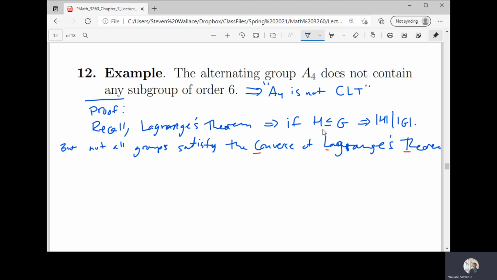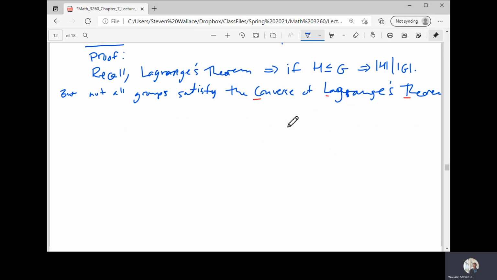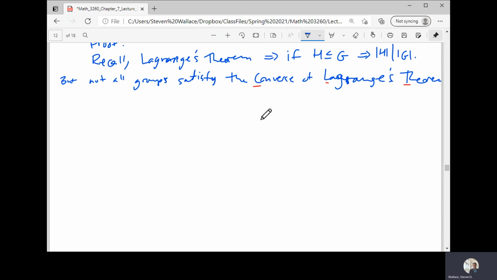Remember, the order of A4 is half of the order of S4, the symmetric group on 4 letters. So the order of A4 is 4 factorial divided by 2. That's 12. So 6 would be a divisor, but it turns out we can't have a subgroup of that order. So let's prove this by contradiction. Let's assume that H is a subgroup of A4 with order of H being 6.